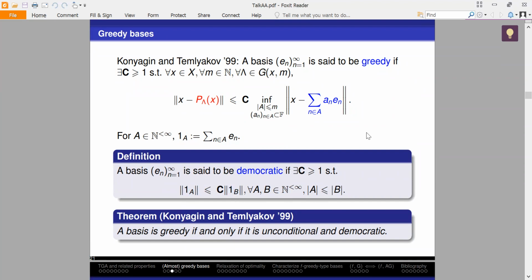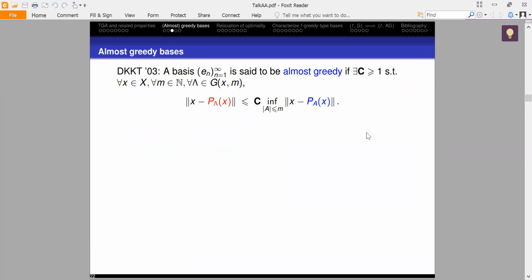Okay. And then we move forward to 2003. This is the result by four authors, Dilworth, Kalton, Kutzarova, and Temlyakov. They define a basis to be almost greedy if it satisfies this inequality.